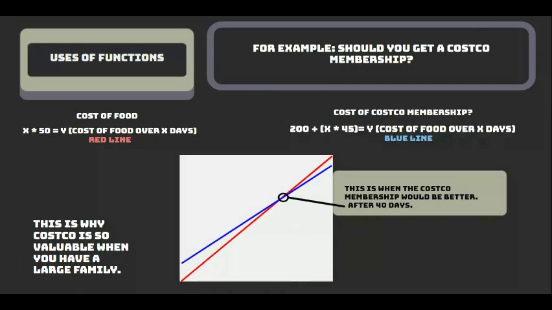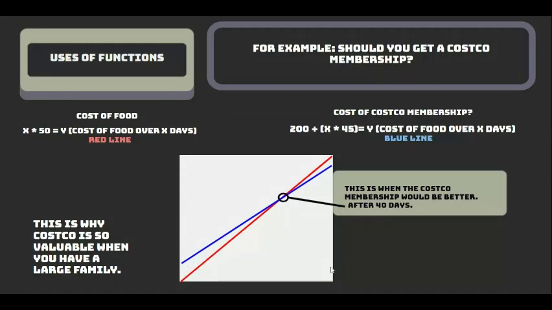Now you can represent that in a graph. The red line is the amount of food it costs for just Albertsons, and the blue line is the amount for a Costco membership. So if you have a large family and you're eating a lot, it would be more beneficial for you to purchase the Costco membership because you will be spending less money overall.